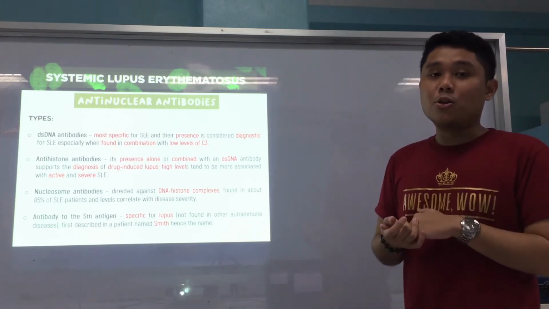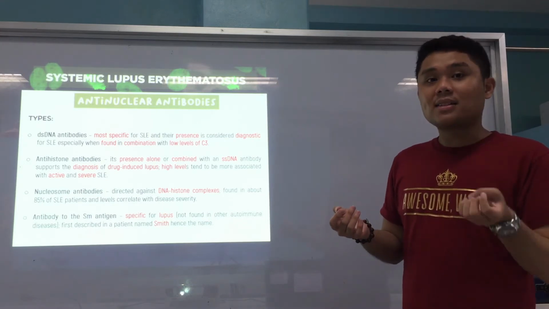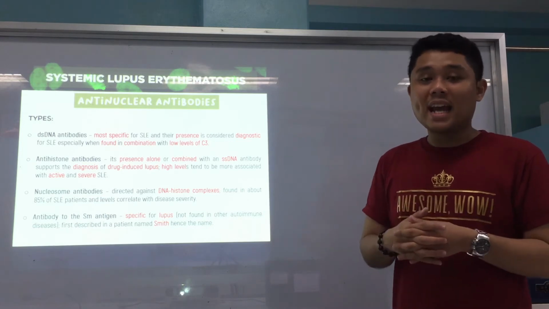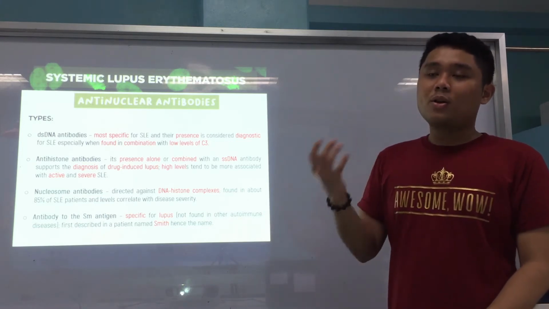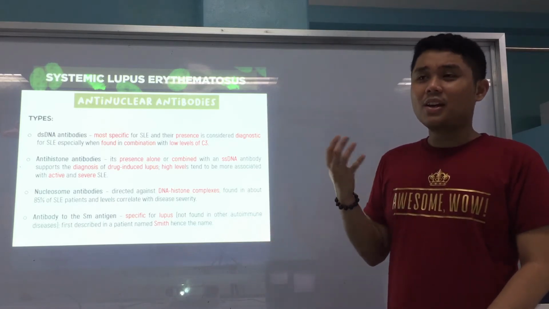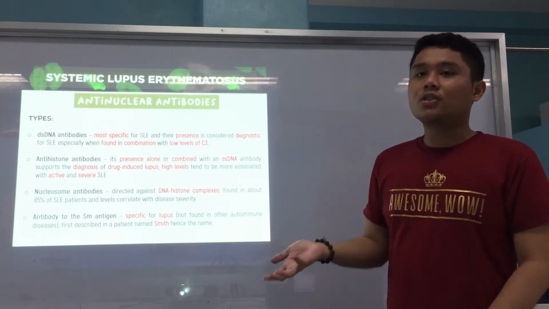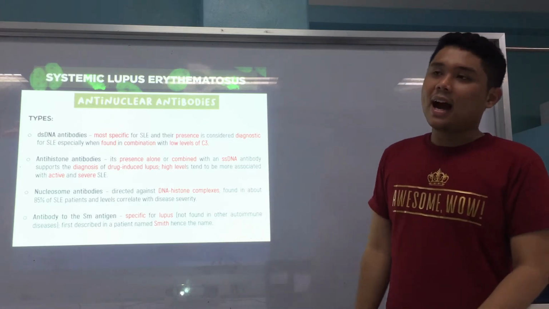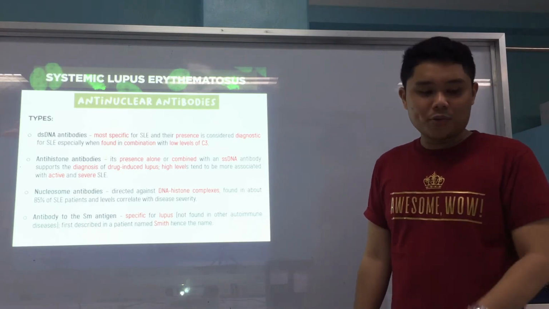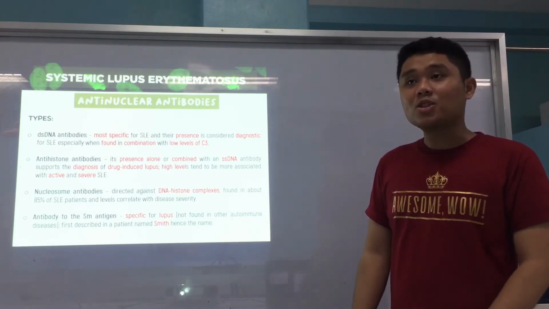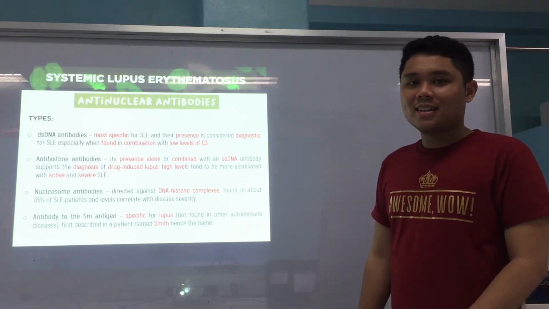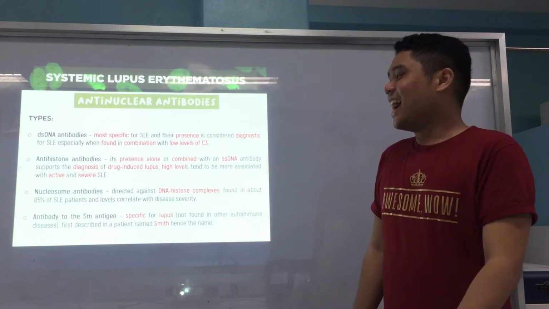That's for lupus. And why is it called Sm? Sm means Smith, because it was named after a patient named Smith in whom the antibody was detected, or where the antibody was first isolated. It came from a patient named Smith, hence anti-Sm antigen. Also, Sm antigen because of the origin.